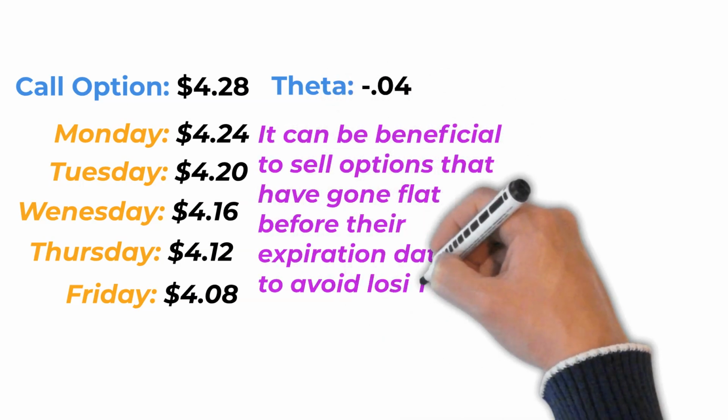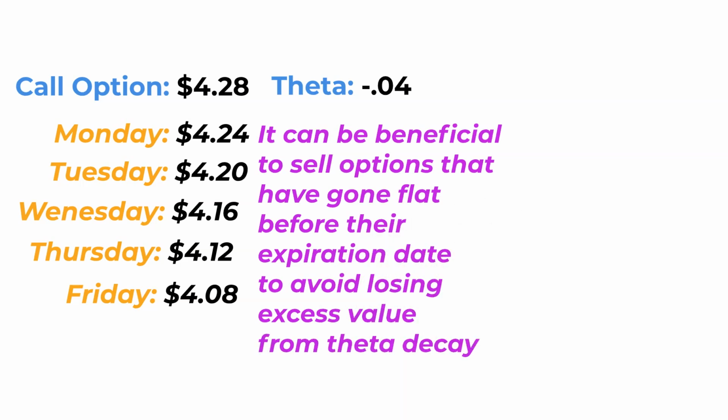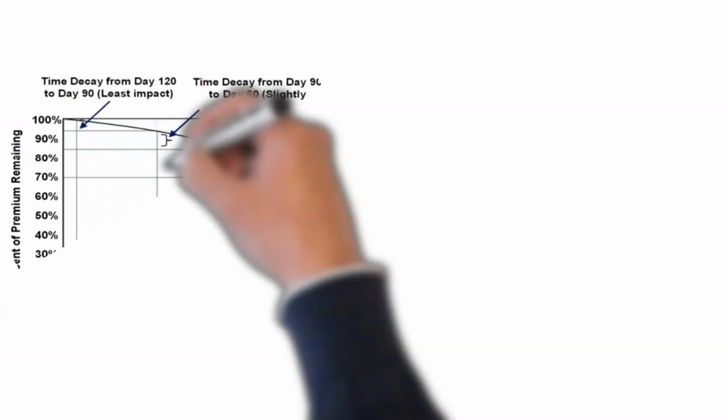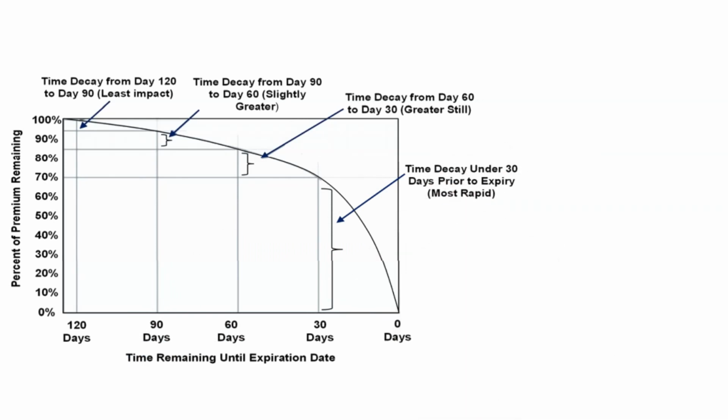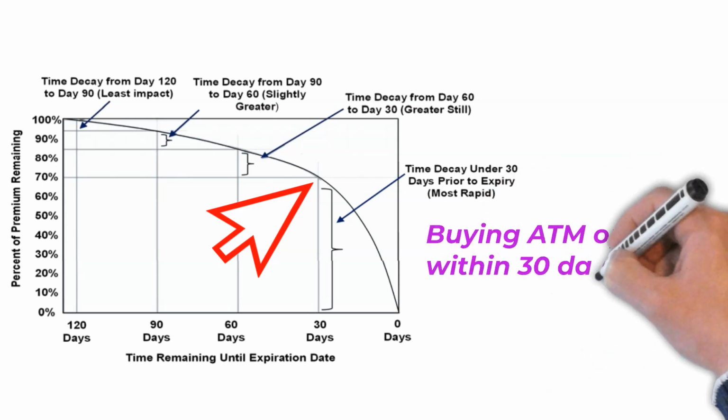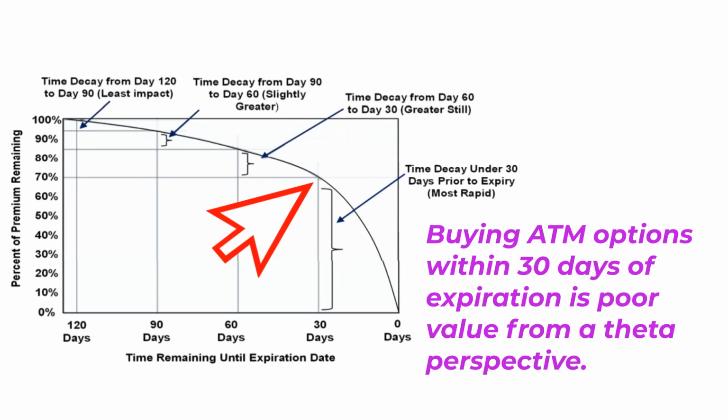Keeping this in mind, sometimes it can be best to sell a non-volatile option before its expiration date if you don't plan on exercising the option, due to the value you'll lose from theta. If you look at this theta time curve, you'll see that it's at the 30-day mark that your options really start losing theta at a more rapid pace. So in a sense, buying at-the-money options within 30 days of expiration is really poor value from a theta perspective, although it can provide you with lucrative gains if you're a seller of options.